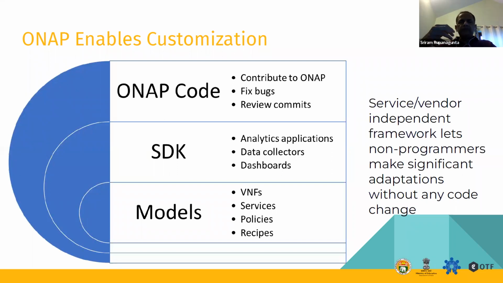Now, we've seen a very high level overview of ONAP, right? So now what are the ways that you can customize ONAP? There are multiple ways. At the lowest layer is creating models. I already talked about how you can create models in ONAP. It enables you to add VNFs or CNFs, create services, add policies, recipes.